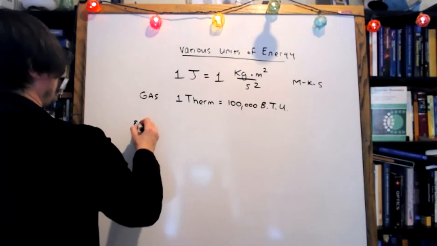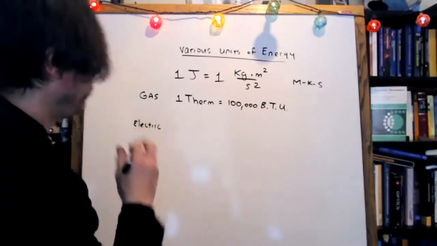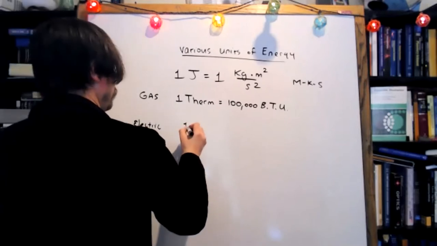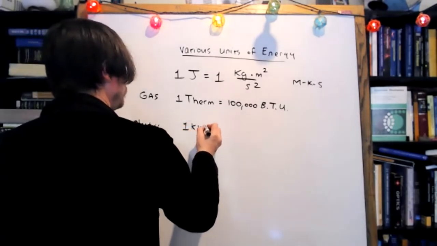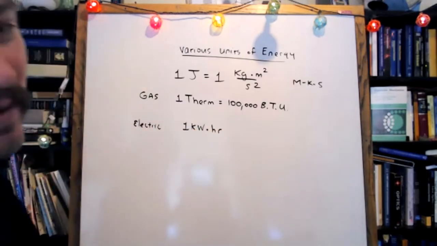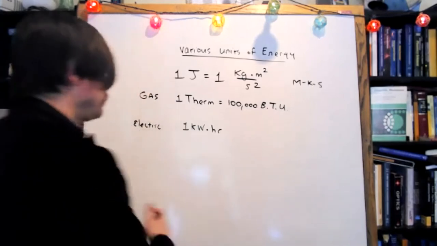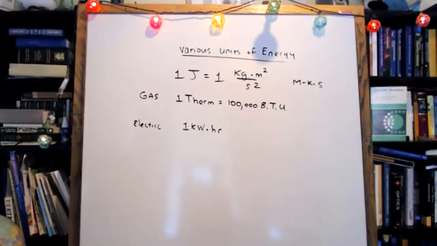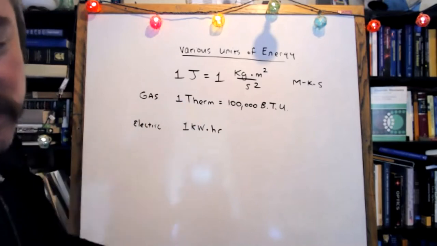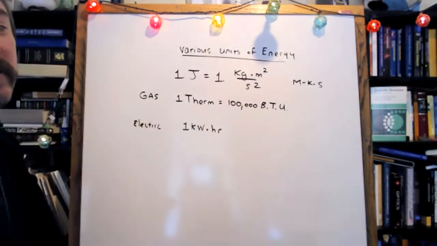When you pay your electric bill, this might come up in our homework today, actually, we use a unit called the kilowatt hour. Kilowatt times 1 hour. And a kilowatt hour is just another unit of energy. I can't remember what it's equivalent to. I think that's going to be our homework problem, to figure out how many joules are in a kilowatt hour.